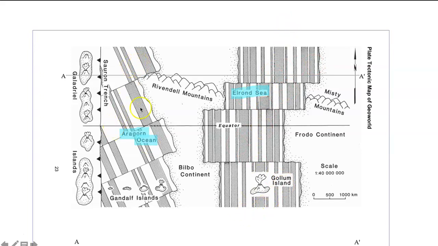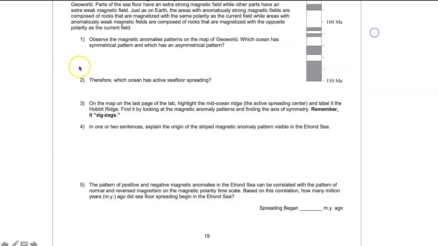If we look here, I don't see any mirror image anywhere in the pattern. I see a big solid bar, a big white bar, two solid bars close together, a big white area, two solid bars. I don't see any symmetry there. Which ocean has the symmetrical pattern? The Elrond Sea.